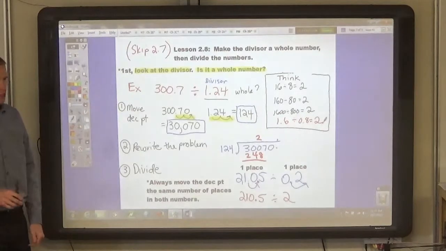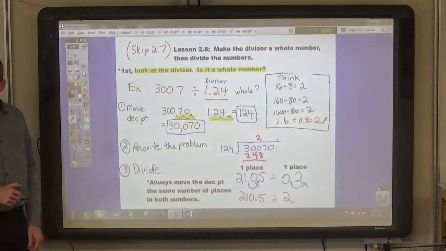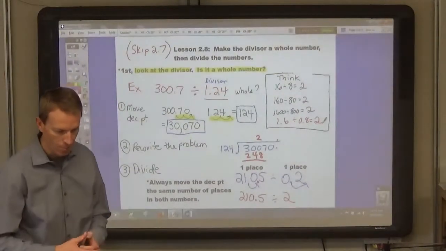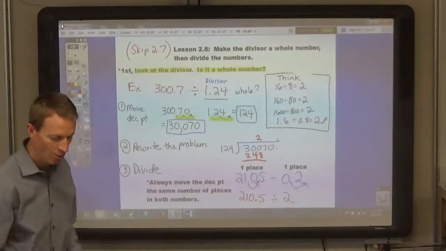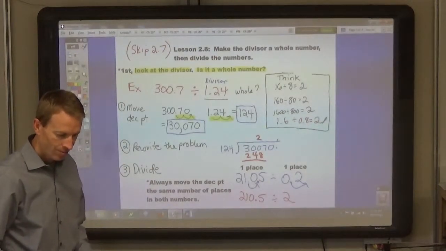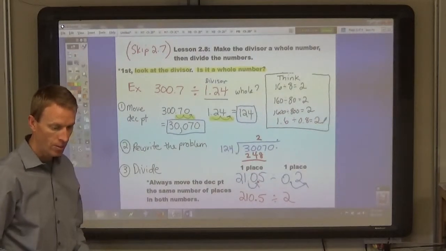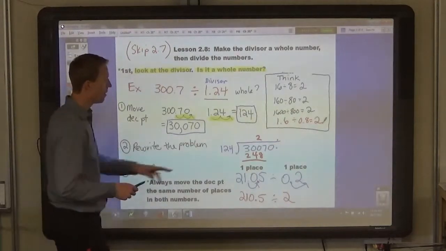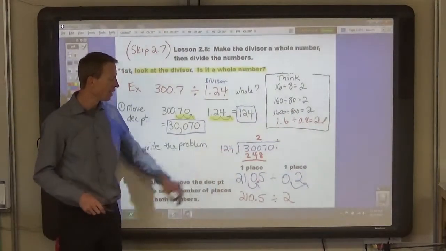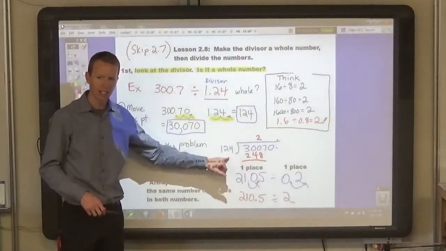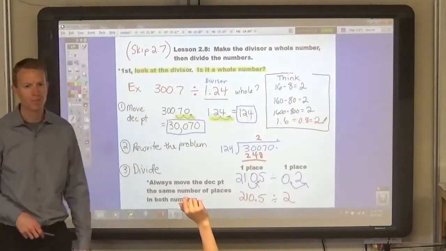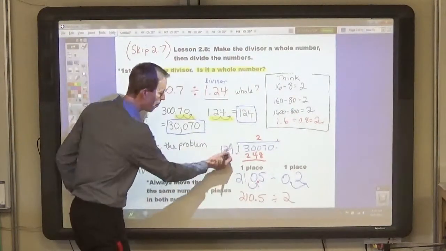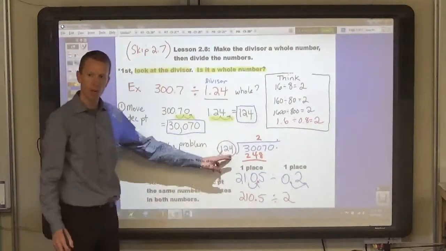Is the divisor the first or the second number in a division problem? It's always the second number when it's written that way. Is the divisor the first or the second number when it's written this way? Sorry, is the divisor inside the house or outside the house? Outside. This is the divisor when it's written this way. And so this number has to be a whole number when you're dividing.